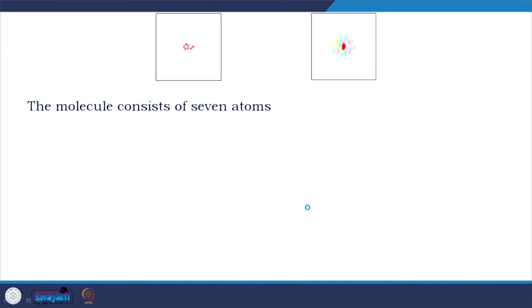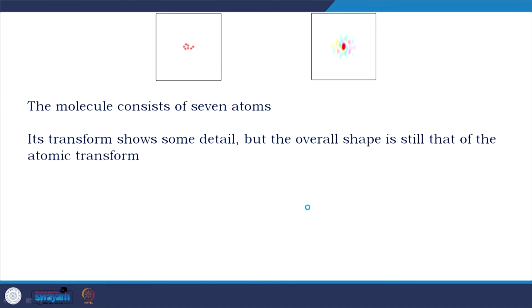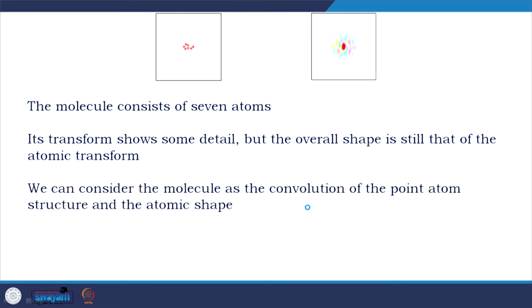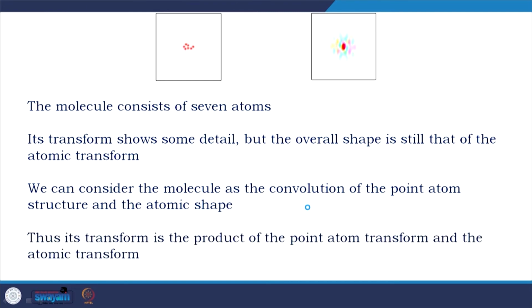Now, we take a bigger molecule. A molecule consists of 7 atoms and its Fourier transform. Its transform shows some detail, but the overall shape is still that of the atomic transform. We can consider the molecule as the convolution of the point atom structure and the atomic shape. Thus, its transform is the product of the point atom transform and the atomic transform.